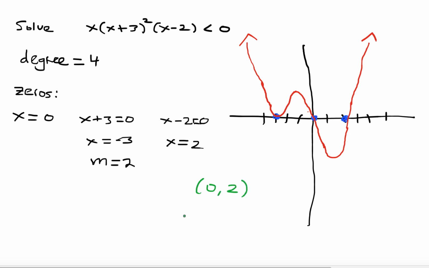Remember, this is an interval though. It's not an ordered pair. It's not a point. These are the x values from x equals 0 to x equals 2. The y values are negative.